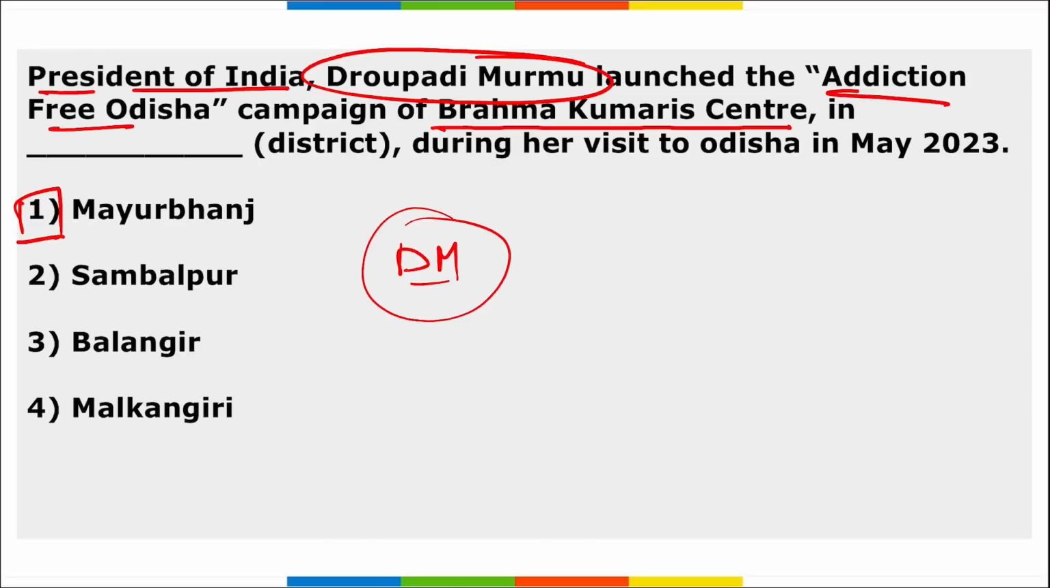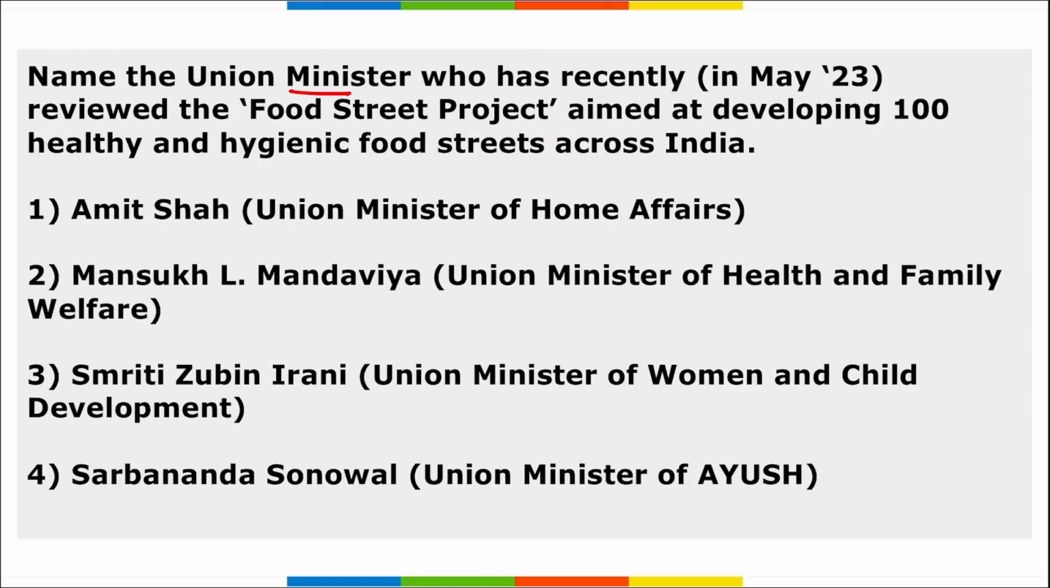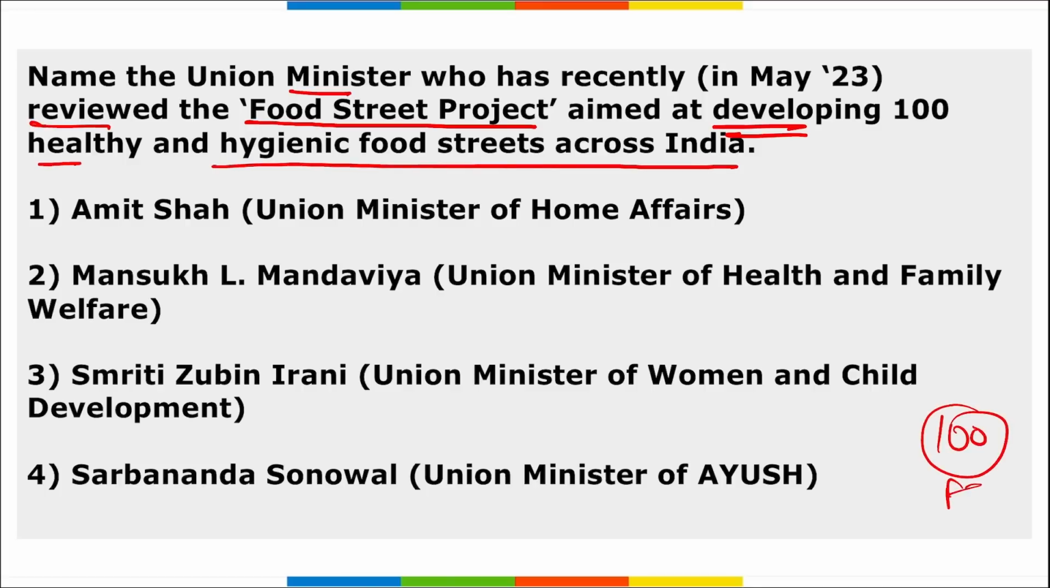Correct? Next, name the Union Minister who has recently launched the Food Street project aimed at developing 100 healthy and hygienic food streets across India. So remember, 100 food streets are being developed across India, and the minister who launched this new campaign is your Mansukh Mandaviya. Correct? And each street will be provided with 1 crore rupees to develop, and 100 such food streets will be developed across India, and they will be a tourist attraction. Correct?